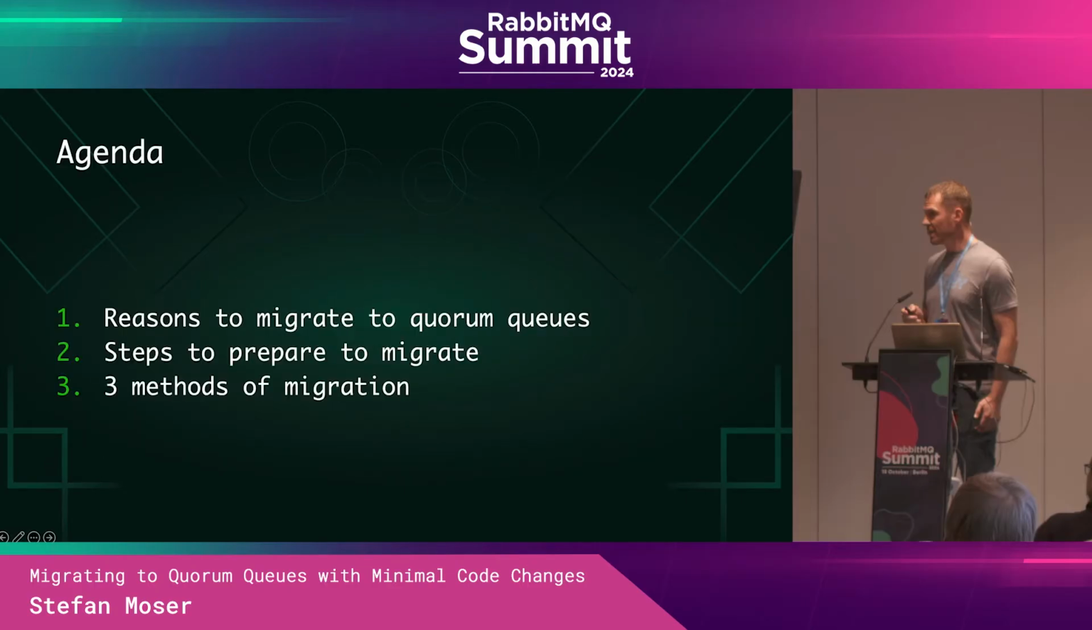So today we're going to go through some of the reasons to migrate to Quorum queues. We'll cover why Quorum queues are better than classic mirrored queues and why you would want to do this migration at all. We'll talk about how you can prepare to migrate and how a little upfront work will help you ensure that your migration goes smoothly. And then we'll go through 3 different methods to migrate. There's not one method that's going to work for everybody, so we'll talk about when to use each different method and how you can identify the right one to use for your application.